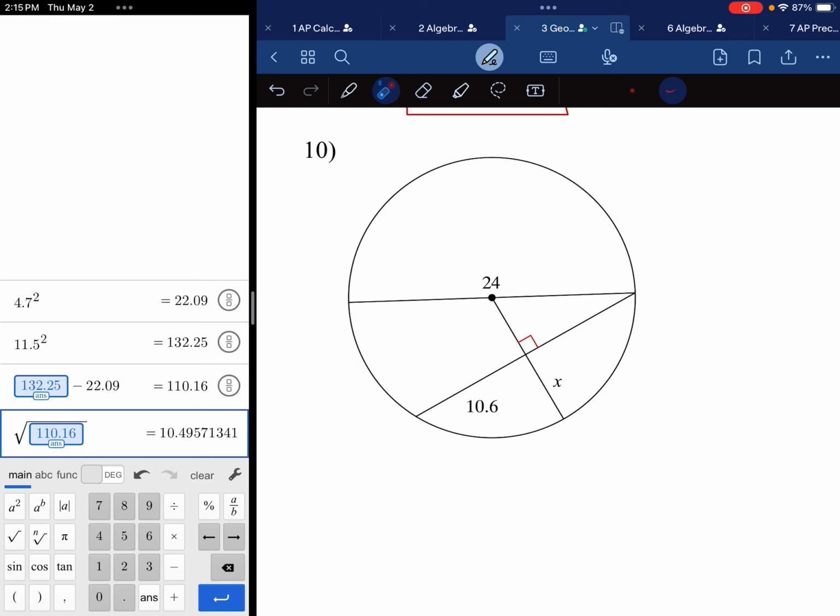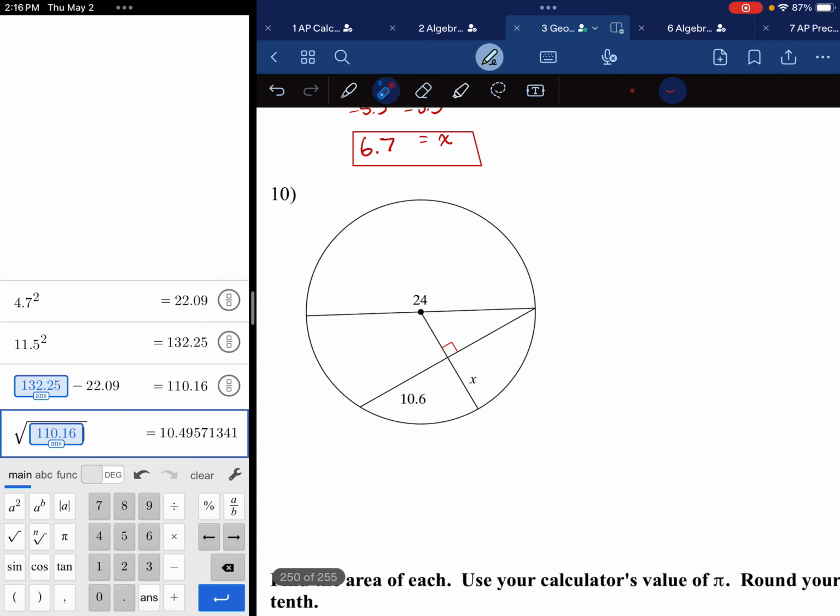Okay, so what is 24? 24 is this entire length of the diameter. X is this piece right here, and 10.6 is this piece right here. We're missing a lot of information. So what is useful to know is pieces of that triangle. I think that's the key to unlocking this problem. Usually that's the key for these types of problems.